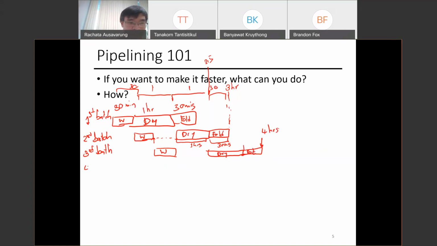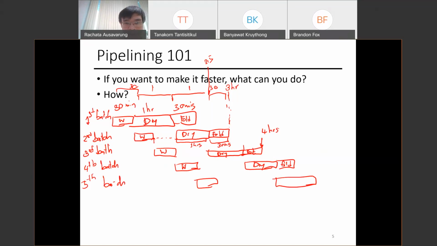For the fourth batch, right? So you can wash it here, and then you have to dry it right here, and then fold. The fifth batch, wash it here, and then dry it right here, and then fold. So how much time in total am I spending? 6 hours. Yep. So if you add everything, this is right at 6 hours. You just basically make it about almost twice as fast, right?